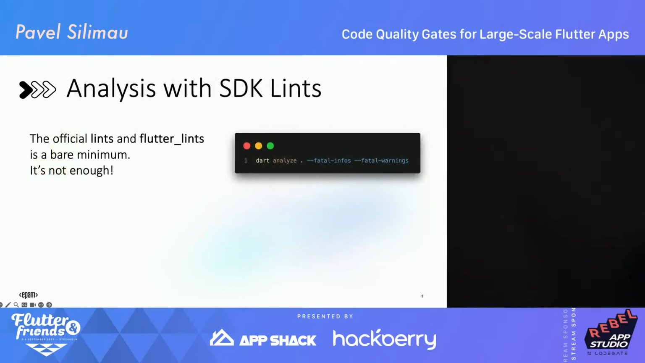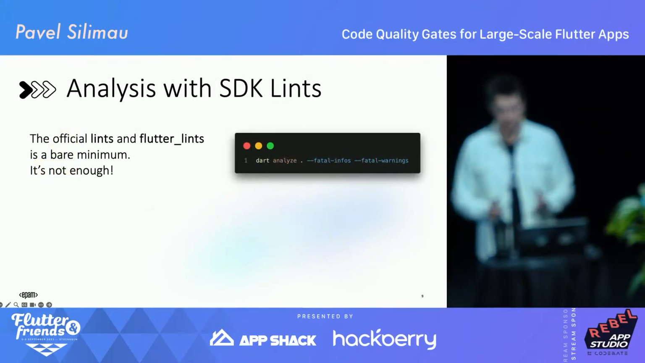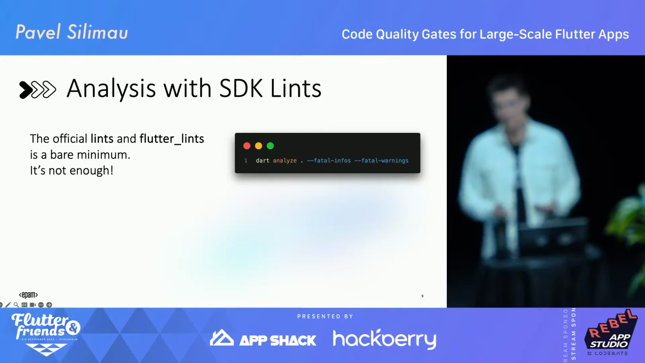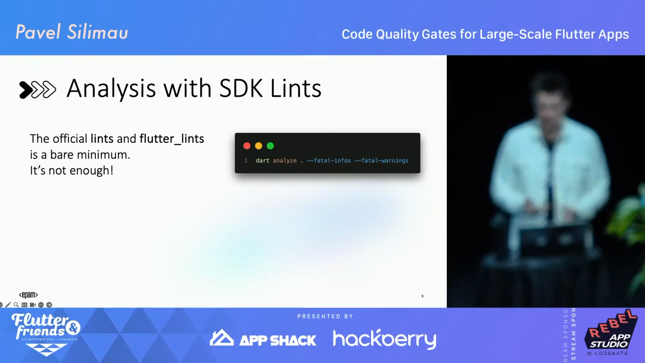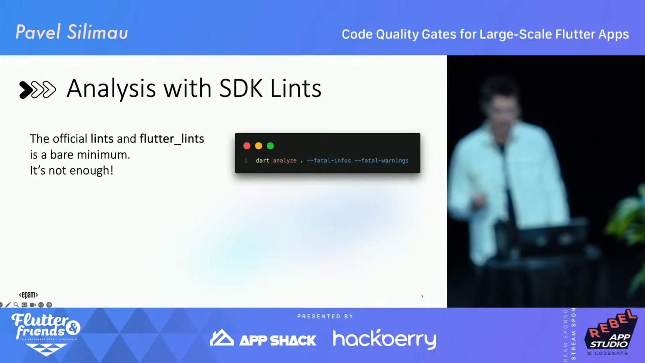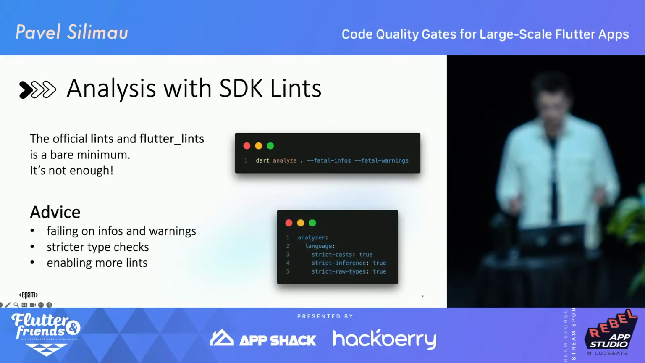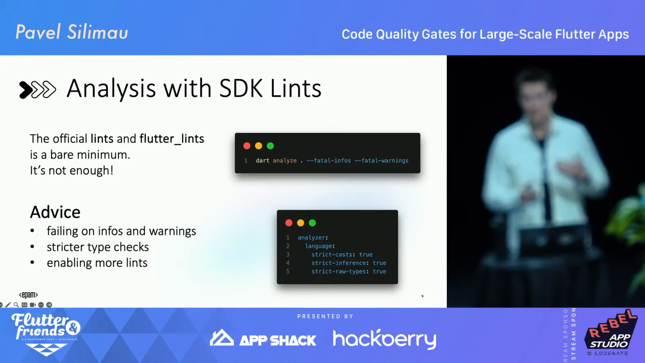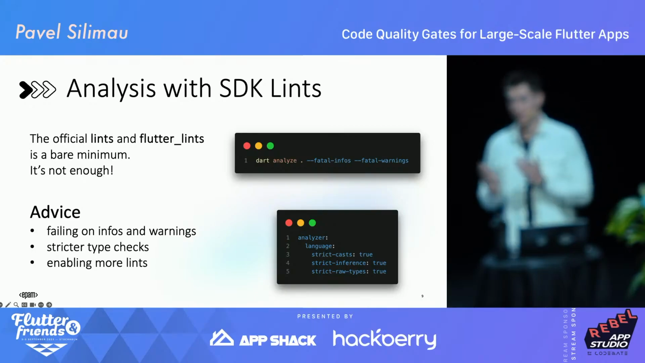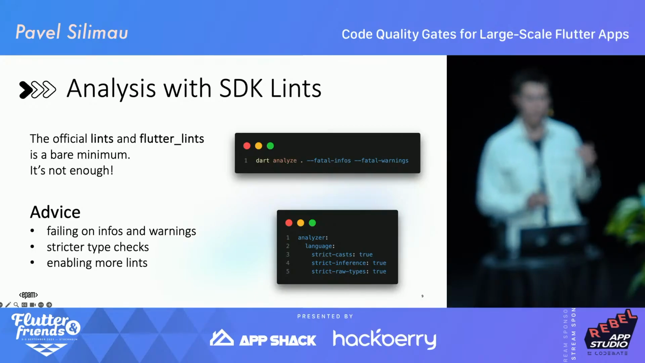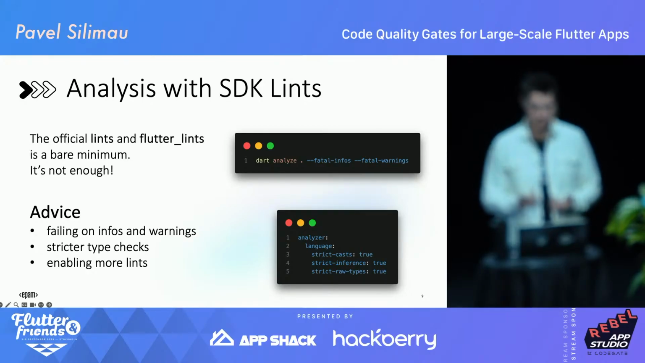When it comes to static code analysis in Flutter, you should know the following. It's good that the flutter_lints package, which comes out of the box, helps us with that. But from my point of view, that is not enough. Look for these tips. First of all, consider failing your CI pipeline not only on the presence of errors, but also on the presence of warnings and infos. Then consider enabling strict type checks. And in addition to that, make sure you enable more lints.